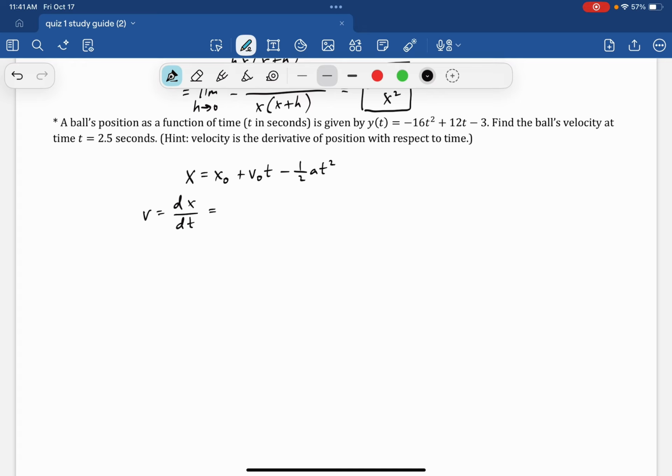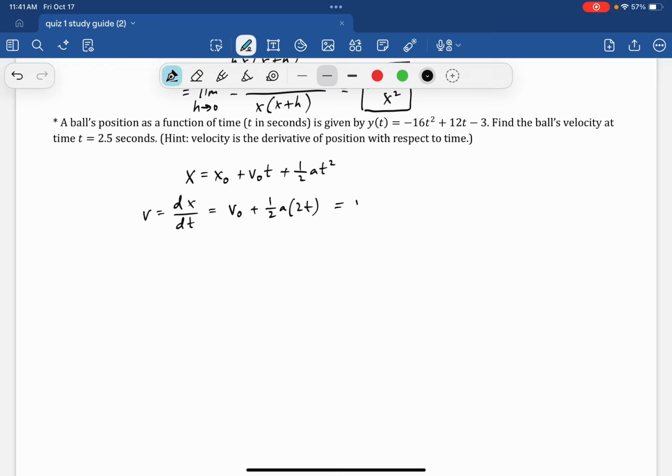And so what is that? We know that. We just use power rule. And that's going to be v naught minus 1/2 a times 2t, right? Because the derivative of t squared is just 2t. Sorry, this is a plus, isn't it? It's only minus if a is the gravitational constant.